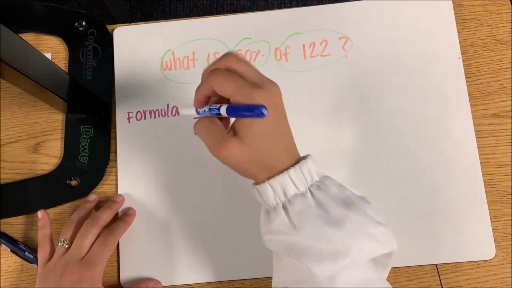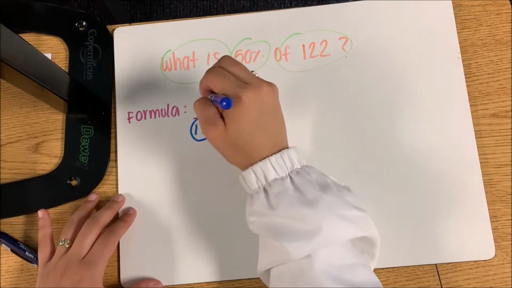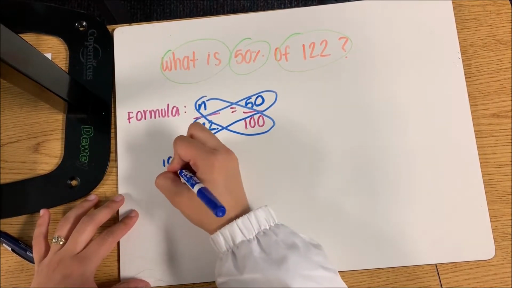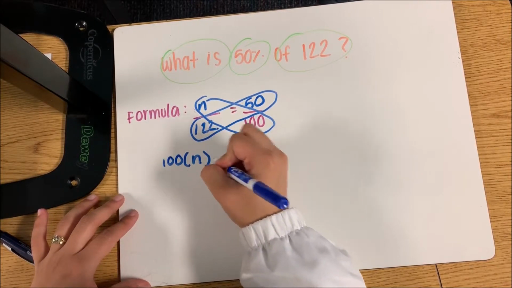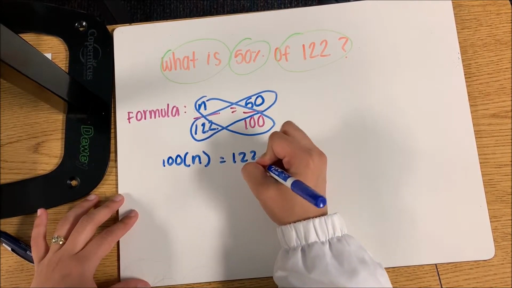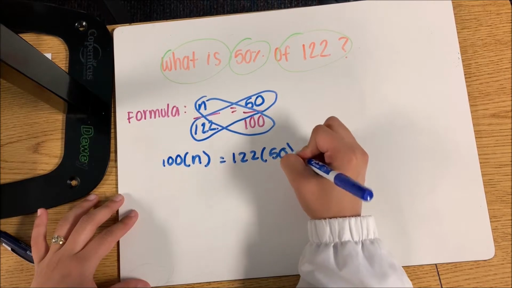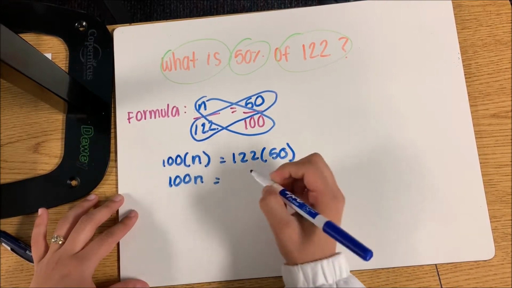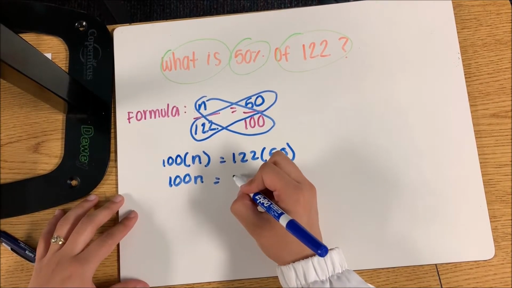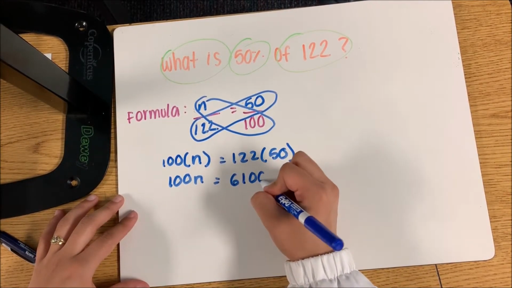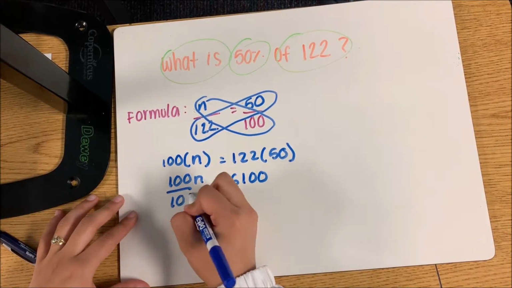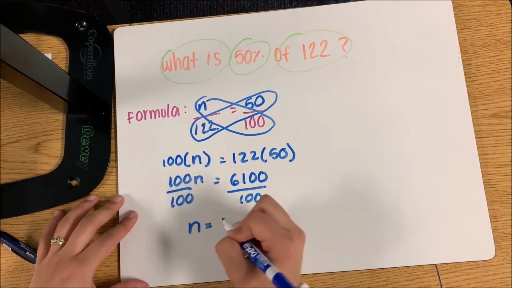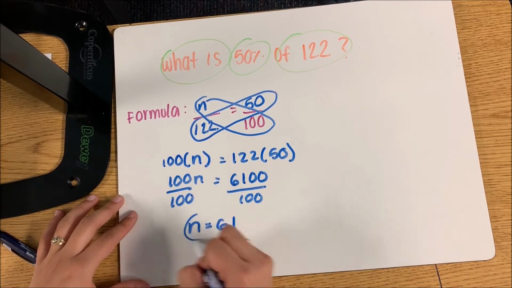Now we need to cross multiply. After doing so, we get 100 times n equals 122 times 50. Multiplying this out, we have 100 times n equals 6,100. To get the variable alone, we divide 100 on each side. Now we have n equals 61. This is our final answer.